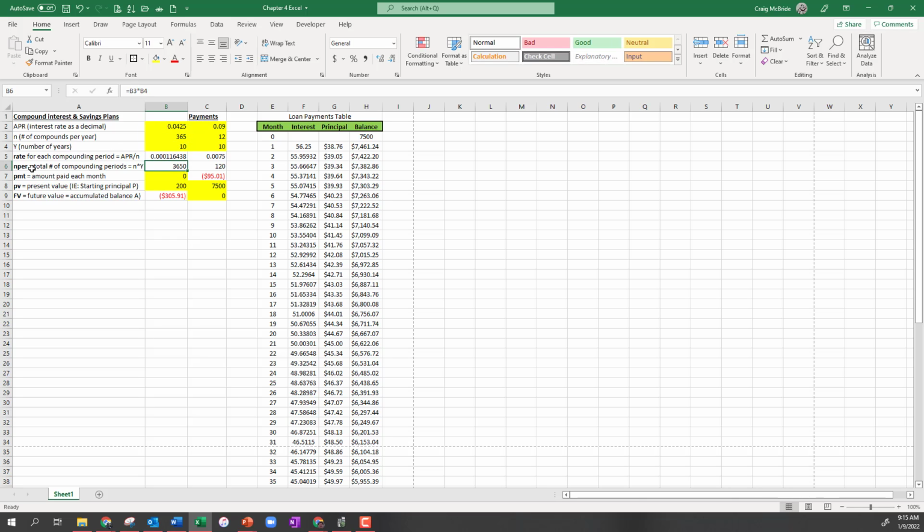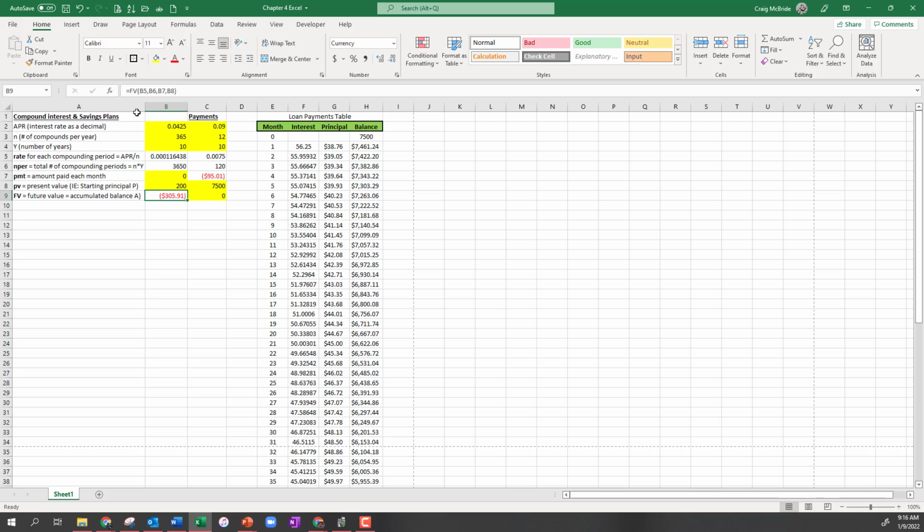And then for this one, we need N per, which is basically the total number of compoundings, which is how many we do per year times year. So you can see that that's just the number of compounds per year times how many years we do it. And then you can see why that number is 3,650, because it's just 365 times 10. The present value, remember these things we fill in.